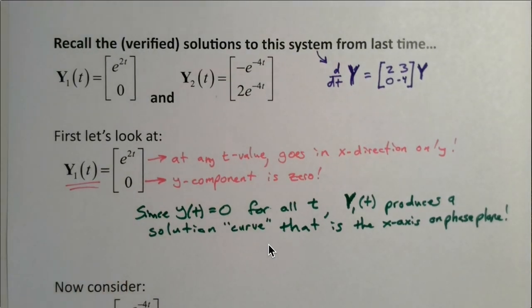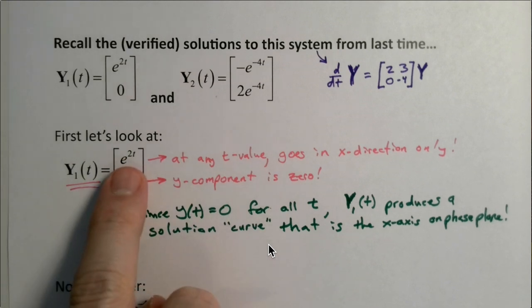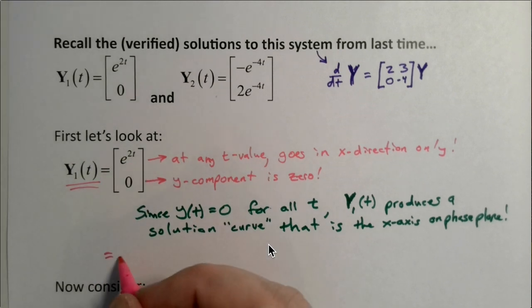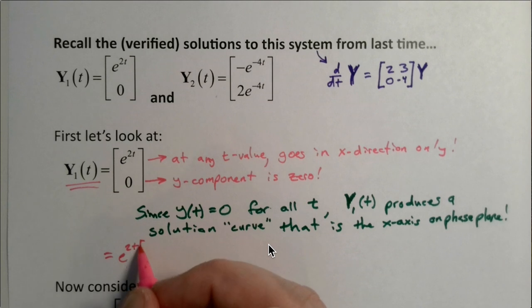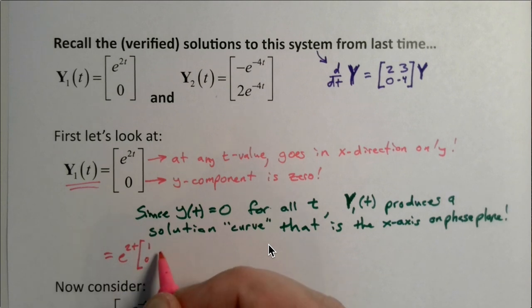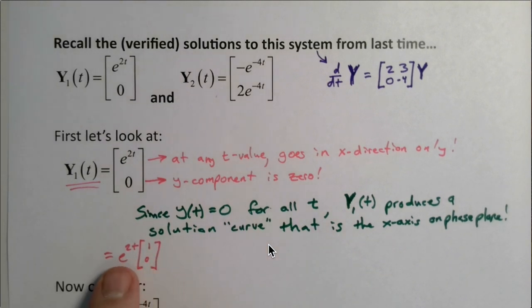The other way that this can be written is by factoring out the e to the 2t, and then you're multiplying it by the vector that says it's going to move e to the 2t in the x direction, and it'll move 0 in the y direction. Right? So let's take a look at the other one. This guy right here, the y2.